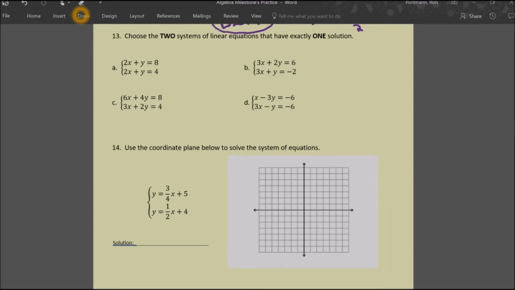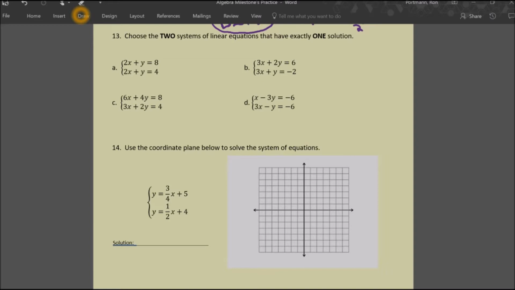Okay. Speaking of system of equations, this says choose the two systems of linear equations that have exactly one solution. That means you're going to get an answer like 3, 2. Because if you remember, the answer to a system of equations is an ordered pair. We want to know which ones get ordered pairs, and we want to know which of the ones get infinite solutions and no solutions. Those are the ones we want to cancel out.